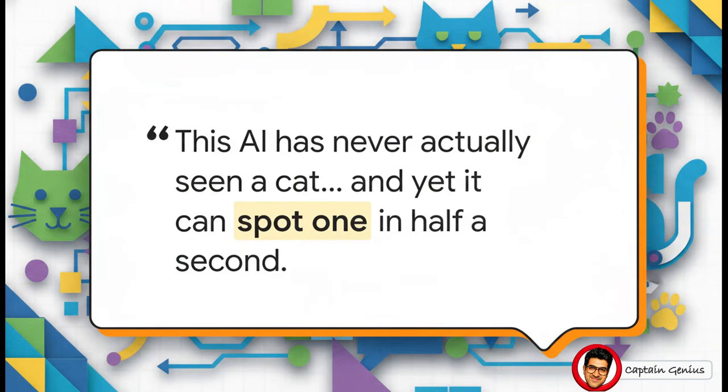Okay, let's dive into this. Consider this thought for a second. What if I told you this AI has never actually seen a cat, and yet it can spot one in half a second? Here's the trick behind it. I know, it sounds completely impossible, right? No way. But it all starts making perfect sense when you realize that an AI isn't really seeing the way you and I do. Fundamentally, at its very core, it is just a massive, incredibly fast pattern-matching machine.